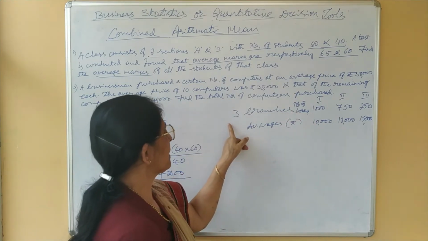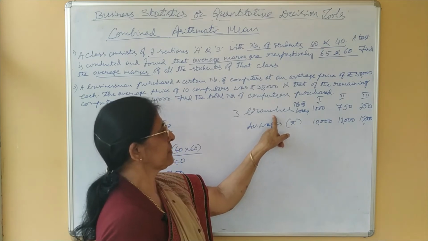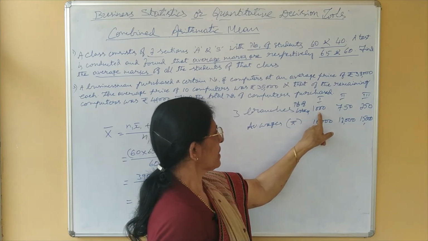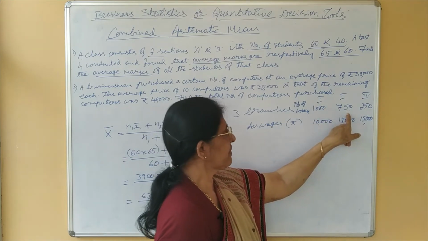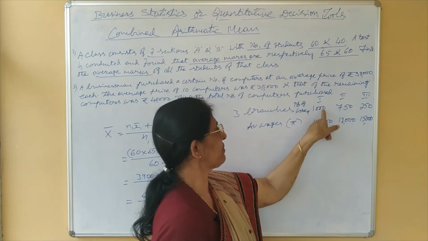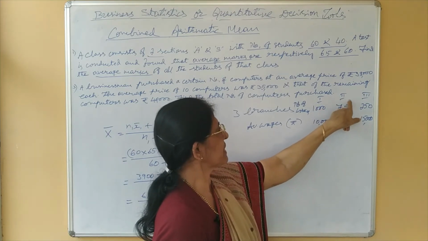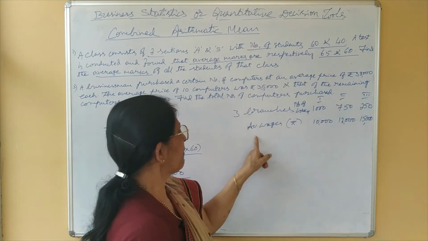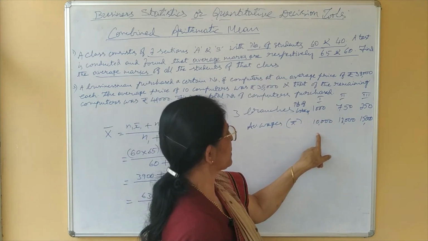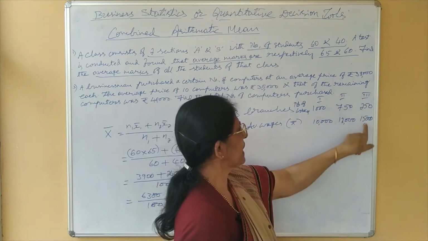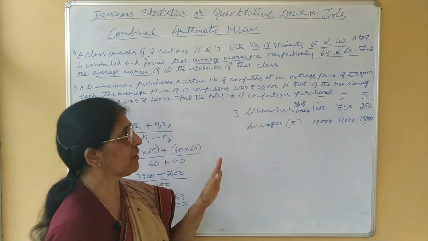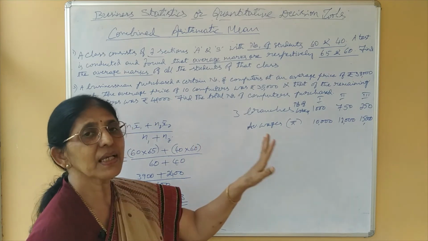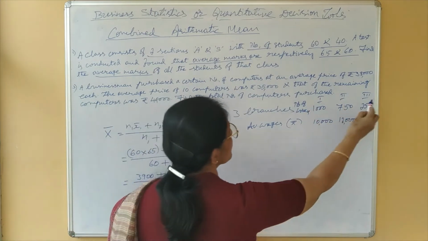Now here it is asked to find the average wage of that factory as a whole. A factory consists of 3 branches with 1000 workers in branch 1, 750 workers in branch 2 and 250 workers in branch 3. And the average wages of branch 1 are 10,000 rupees, branch 2 12,000 rupees and branch 3 15,000 rupees. Now you may be asked to find the average wages of that factory as a whole. Means here you are given 3 series.